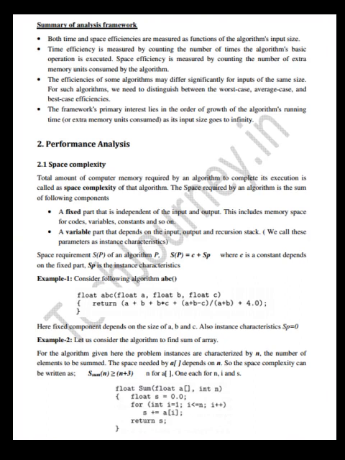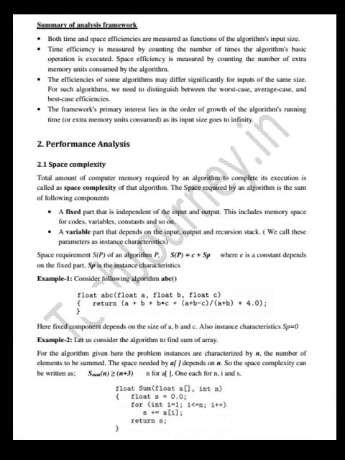Space complexity. The total amount of computer memory required by an algorithm to complete its execution is called the space complexity of that algorithm. The space required by an algorithm is the sum of the following components: a fixed part that is independent of the input and output. This includes memory space for code, variables, constants, and so on. A variable part that depends on the input, output, and recursion stack. We call these parameters instance characteristics.